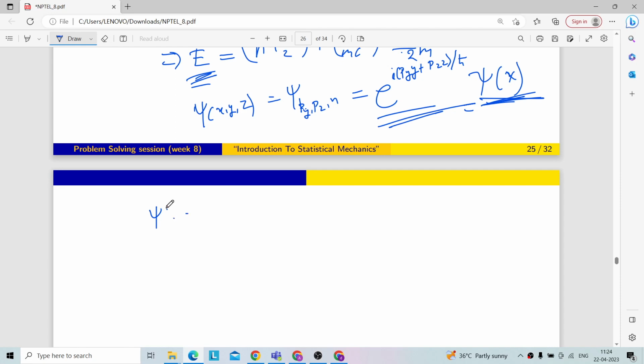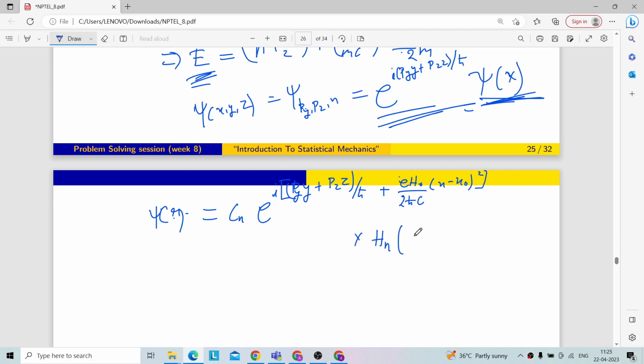psi of r. This will become c of n e to the power i, this (py y plus pz z) divided by h cross, and from the x part I'll get something like e0 by 2x plus c x minus x0 whole square times the Hermite polynomial, which will depend on this minus e f0 divided by h plus c x minus x.